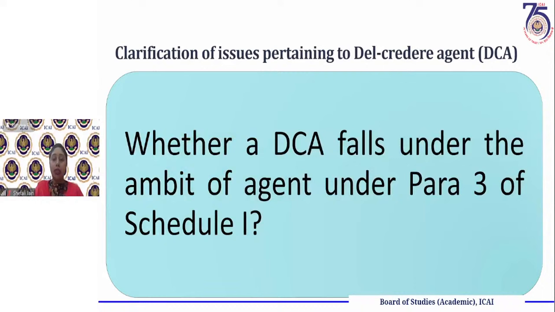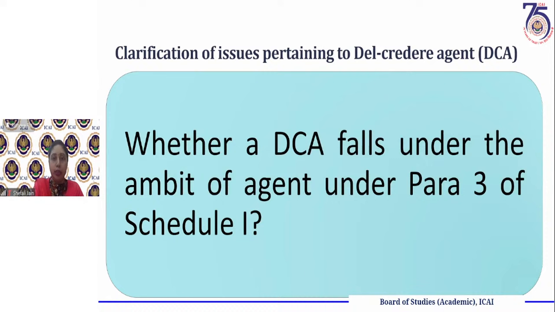And because of this feature only, a del credere agent generally charges a high commission from the principals. So a del credere agent is an agent who guarantees the payment to the supplier, that whatever payment is due from the recipient, the buyer, the supplier will duly receive that payment. That is what the del credere agent is. Now, whether he falls within the ambit of para 3 or not depends on whether the del credere agent issues invoice in his own name or not. So the test remains the same as for any other agent: if he issues invoice in his own name, then he is an agent; if he issues invoice in the name of the principal, then he is not an agent under para 3.